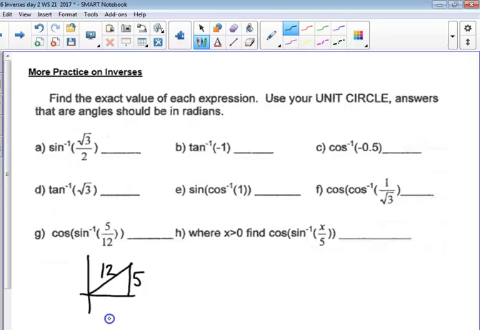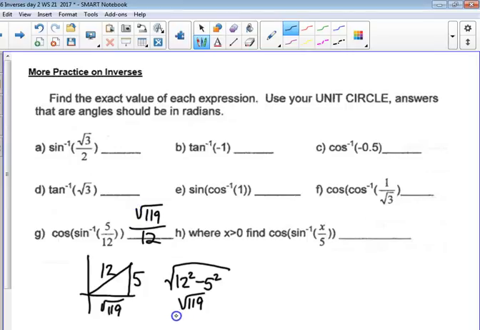People who know Pythagorean triples are going to want to put 13 there. But can it be 13? Because it's a leg. It's also not 7. We have to do hypotenuse squared minus leg squared. Square root of 119. Go you. And now we want the cosine, which is adjacent over hypotenuse. So it's square root of 119 over 12. Yes, it's a lovely answer. All right, let's try H.